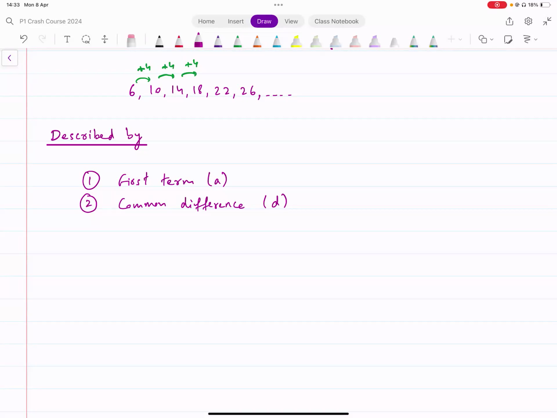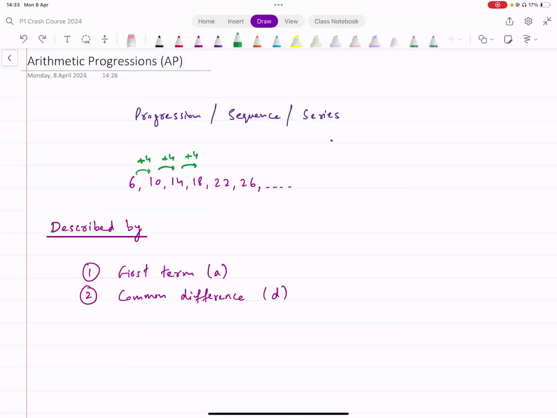Okay. So the first term is obvious. In this case, the first term is 6. The value of A would be 6. How do you find the difference? You take any two consecutive terms in this sequence. You can take, for instance, 18, 22. You can take 10, 14. You can take 14, 18. Any two consecutive terms.